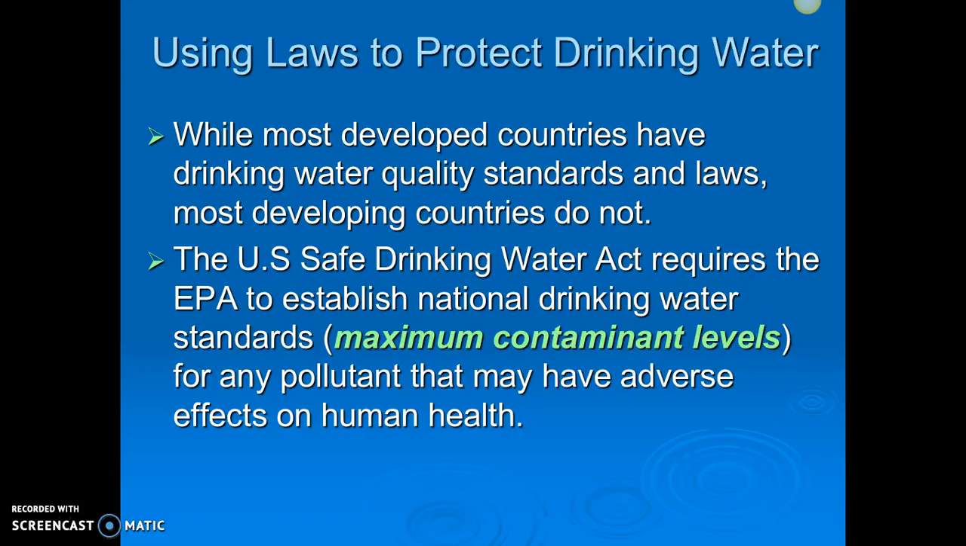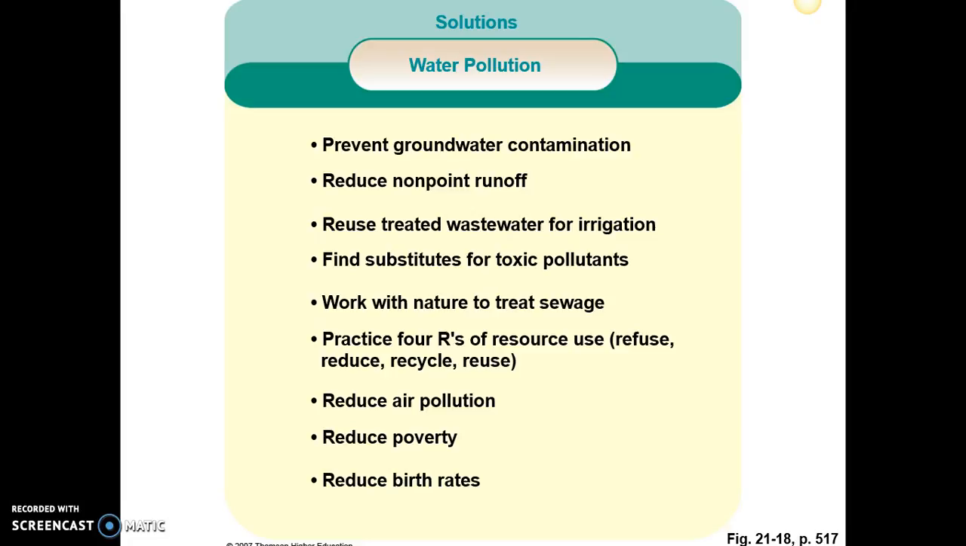Here's the Safe Drinking Water Act, talking about maximum contaminant levels. So all drinking water, whether it's tap water or bottled water, still has to meet all of these federal regulations as well as state regulations. And then some solutions for water pollution. All of them are pretty simple, just kind of very general: stopping the non-point source runoff, making sure we recycle, trying to reduce as much degradation as possible.